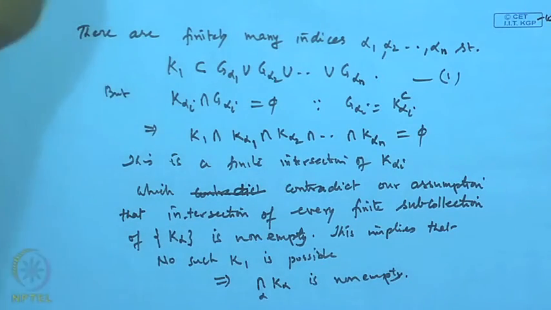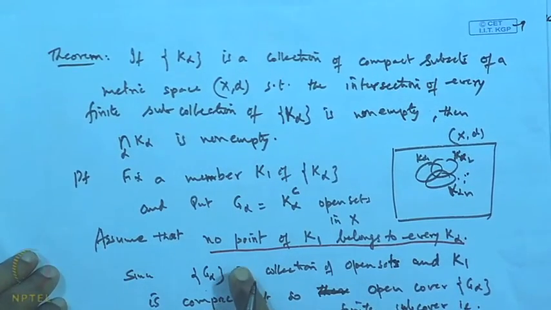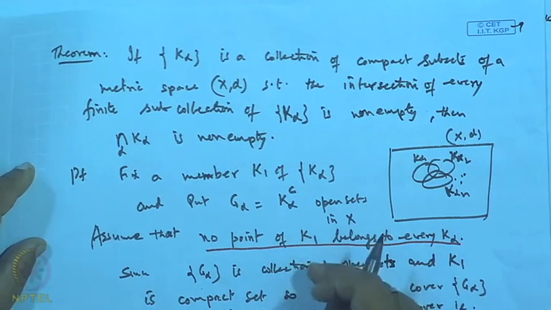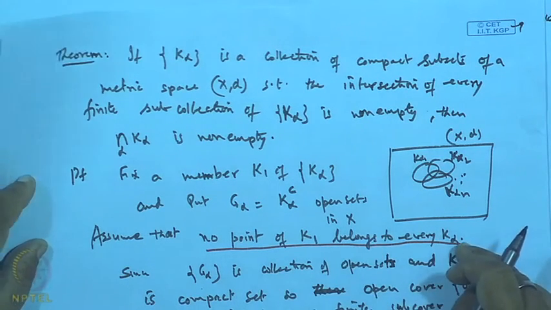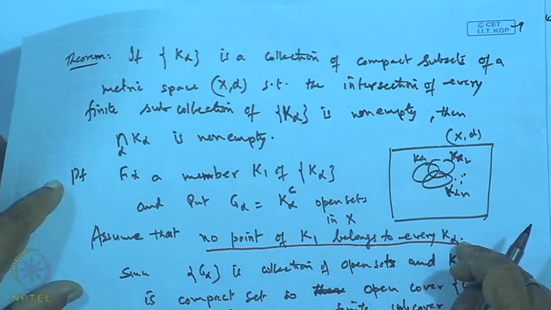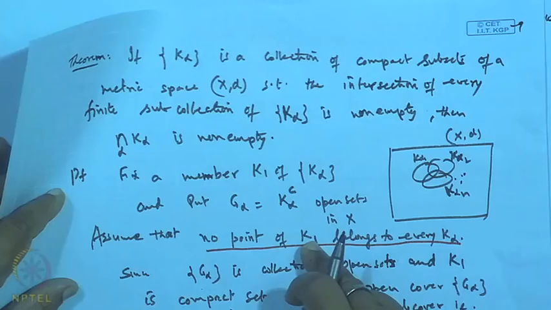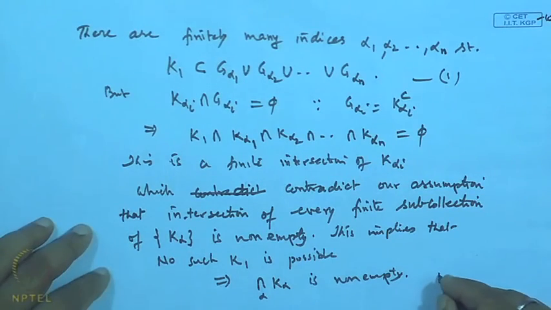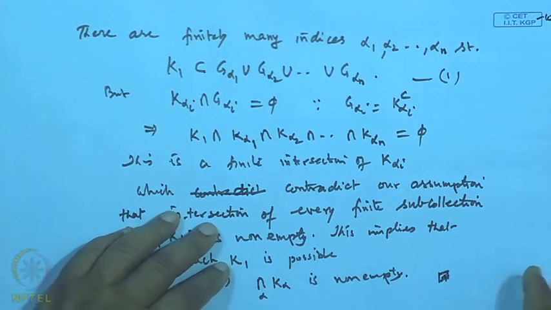The assumption is that there is some K1 which has the property that no point of K1 belongs to every alpha. So if you pick up one point, then there is at least one alpha where that point does not belong. This leads to a contradiction. It means whatever point you choose, it will belong to every K alpha, hence the intersection will be non-empty. So that proves the result. Now, a consequence of this is the following result.